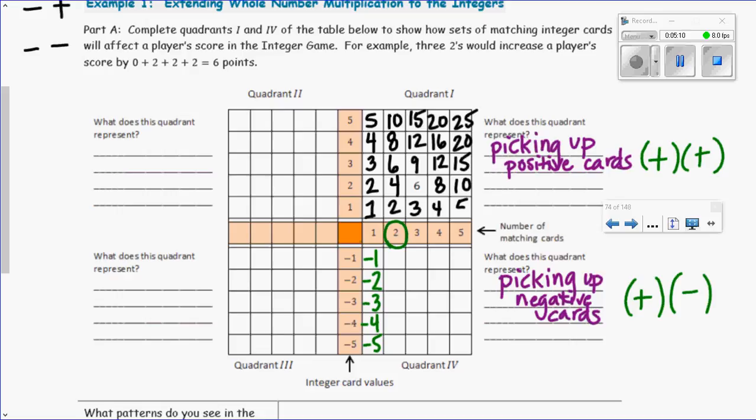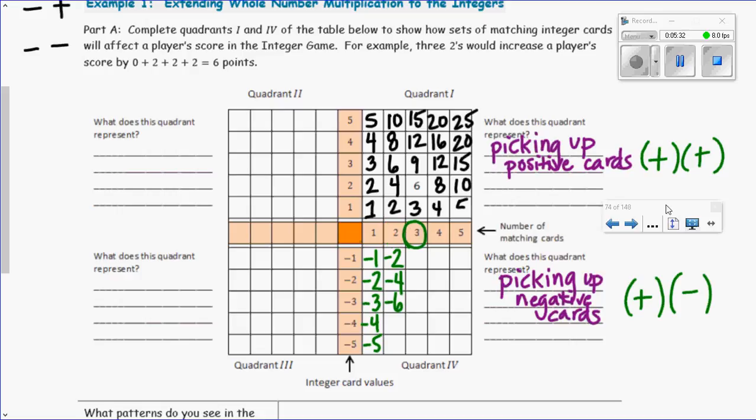This time I'm picking up 2 of these cards. So what if I have 2 -1 cards? Then my score would be -2. What if I pick up 2 -2 cards? That's -2 and -2, which is -4. All right, what about 2 -3 cards? That's -3 and -3. Okay, you can hopefully get the idea for that column.